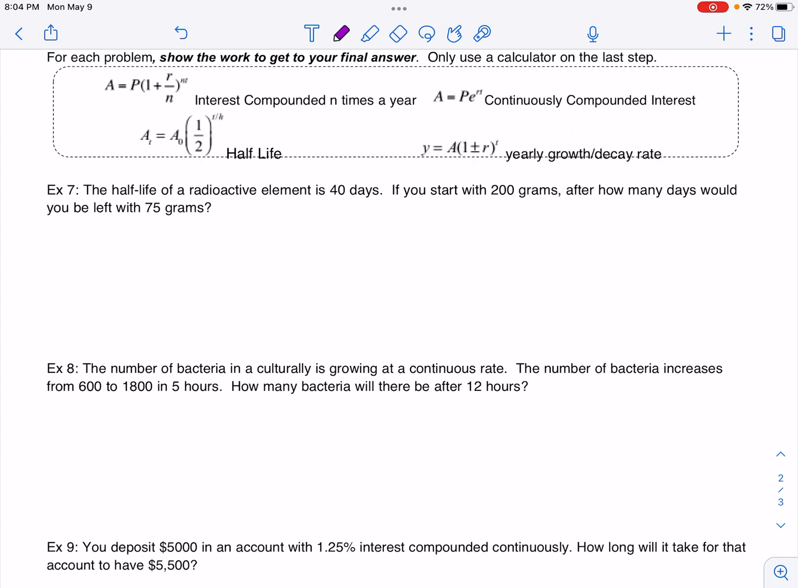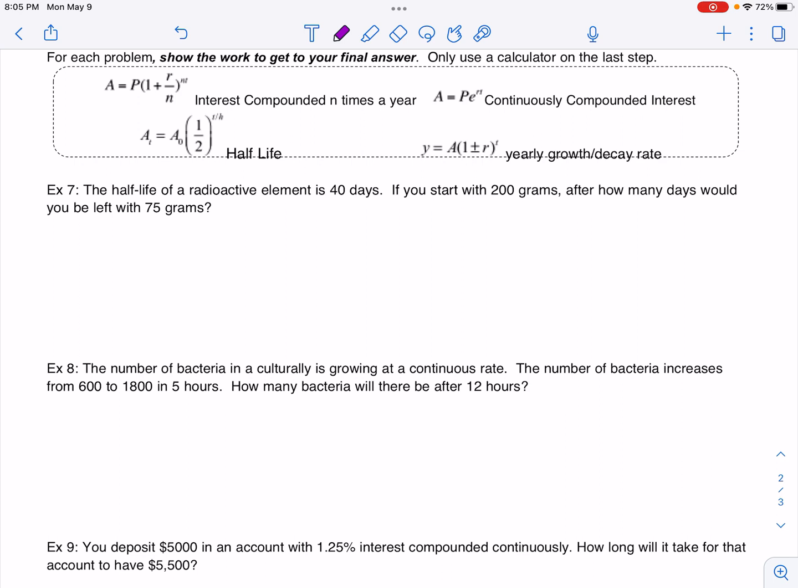So you have your compound interest, you have your continual compound interest, half-life, and obviously you would know double growth and then your yearly growth or decay rate. So it says the half-life of a radioactive element is 40 days. So we already know we're using the half-life formula. Some amount after a certain amount of time is equal to the initial amount, base of 1/2 raised to the time divided by h. Remember, h is the half-life of that element, bacteria, virus, whatever we're talking about.